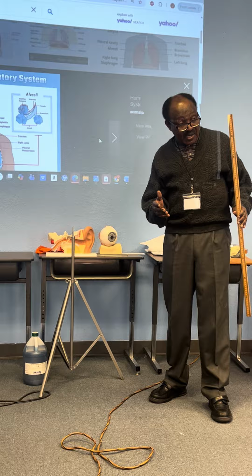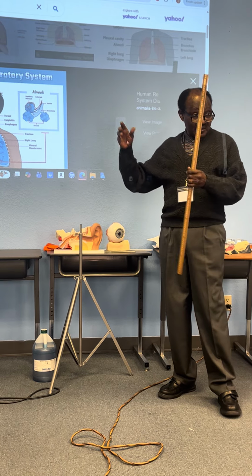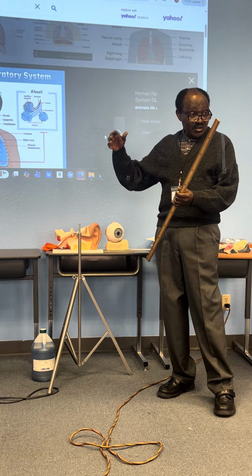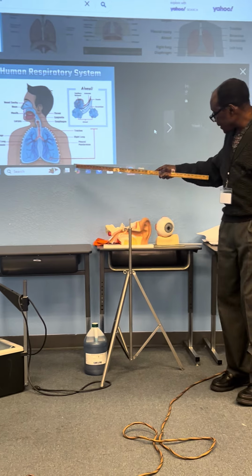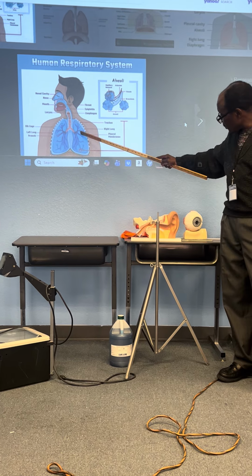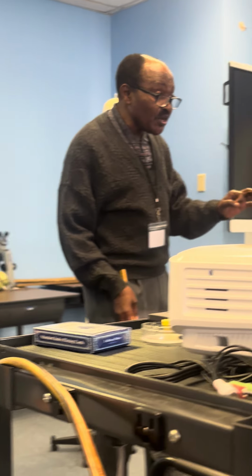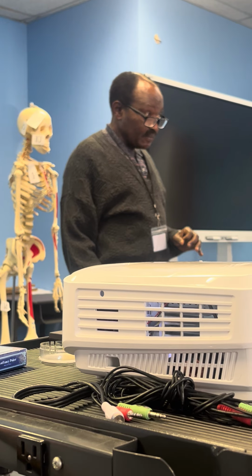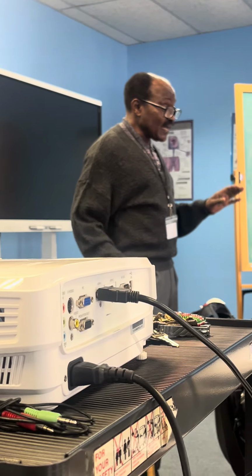So bronchioles are smaller branches of the bronchi. Bronchi are smaller branches of the trachea. So they keep dividing into smaller and smaller branches until you can barely see them. The bronchioles divide into the smallest branches, which are called bronchial sacs. Then the bronchial sacs, that is the dead end.